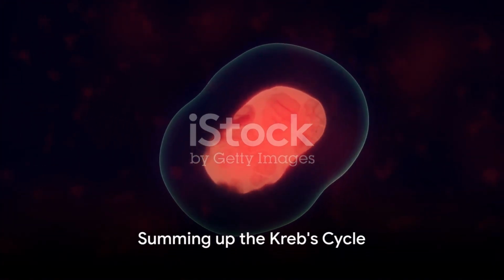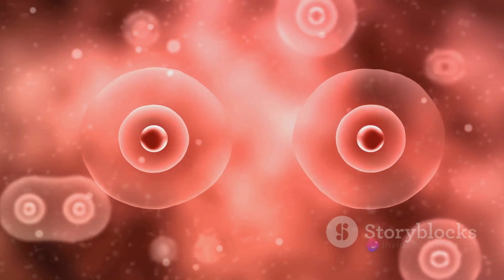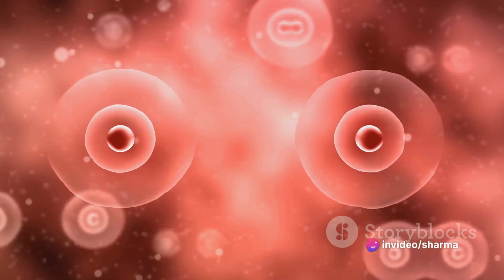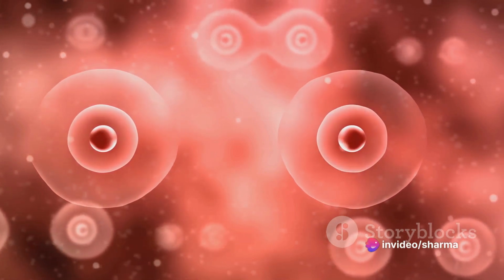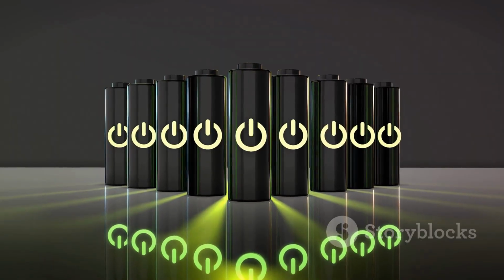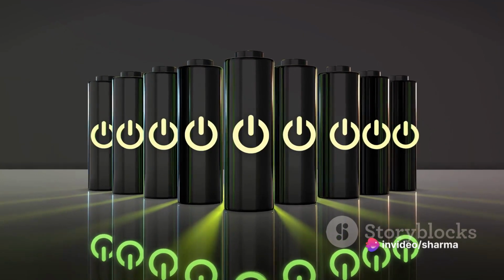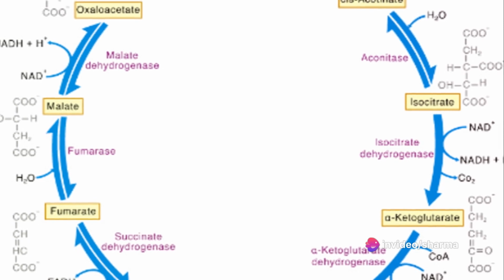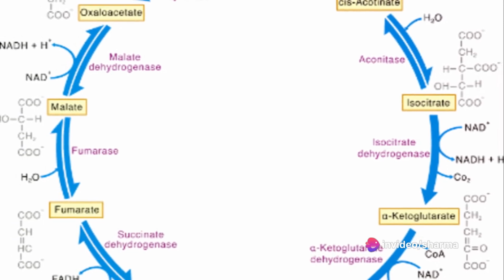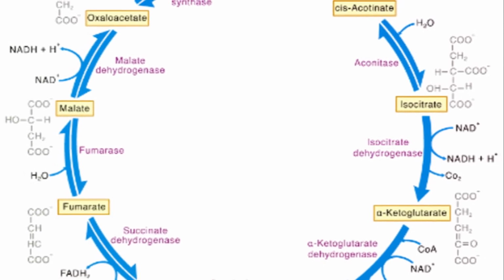So what did we just witness? We've journeyed through the complex but essential process of the Krebs cycle. It started with the humble acetyl-CoA, combining with oxaloacetate to form citrate, catalyzed by citrate synthase. From there, isocitrate was created, then alpha-ketoglutarate, thanks to the enzymes aconitase and isocitrate dehydrogenase. The cycle continued with alpha-ketoglutarate transforming into succinyl-CoA with the help of alpha-ketoglutarate dehydrogenase.